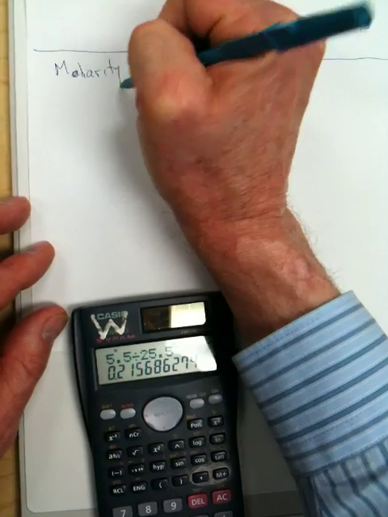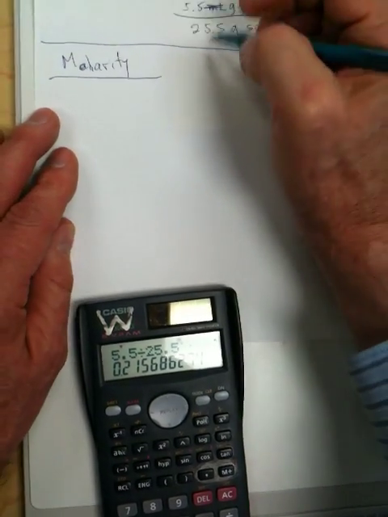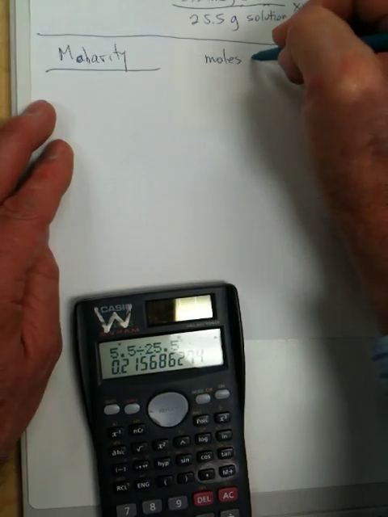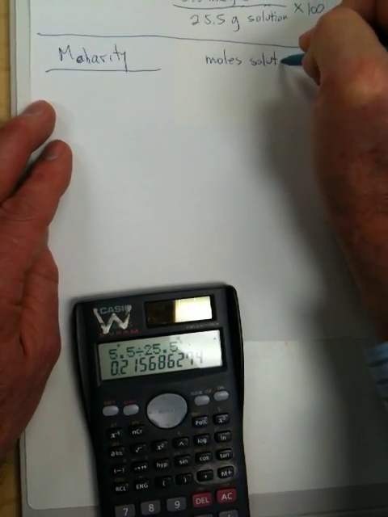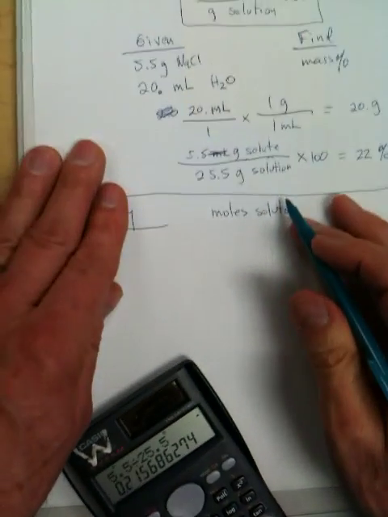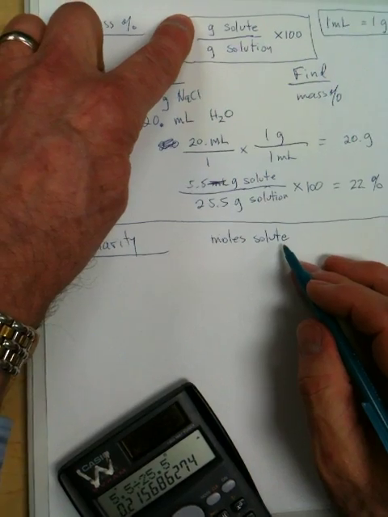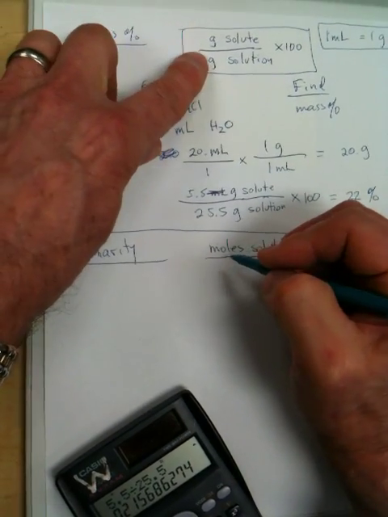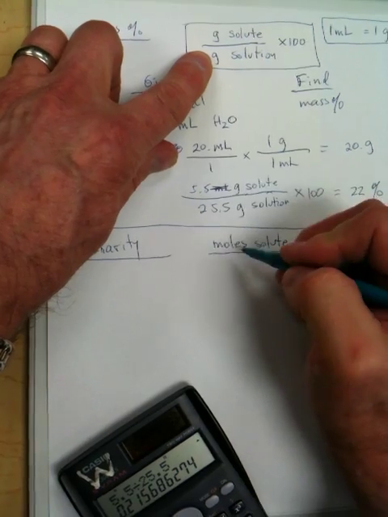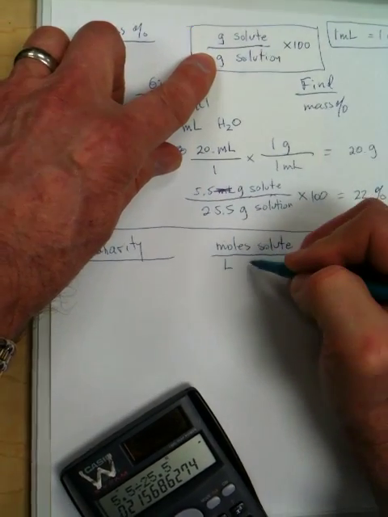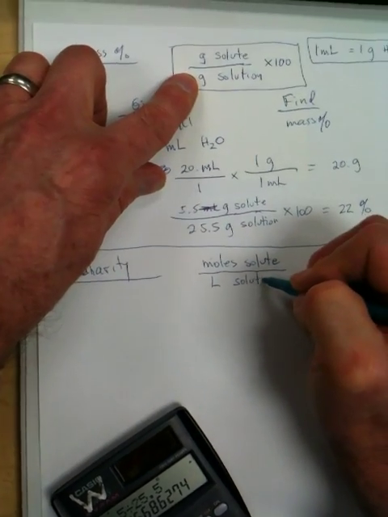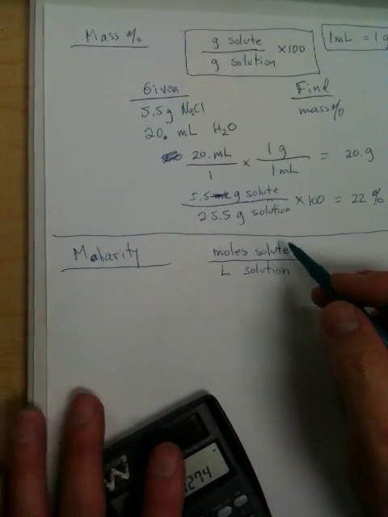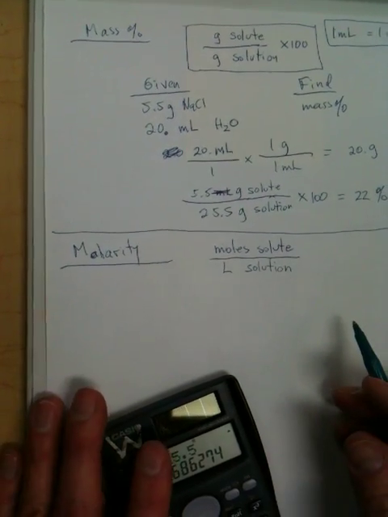Molarity. Now, from yesterday, you might remember that we did moles of solute. Now, that's different than grams of solute, yes? All right, so moles of solute over, instead of grams of solution, it's going to be liters of solution. So it's a different way to measure things. All right, there's both measures of concentration, yes?